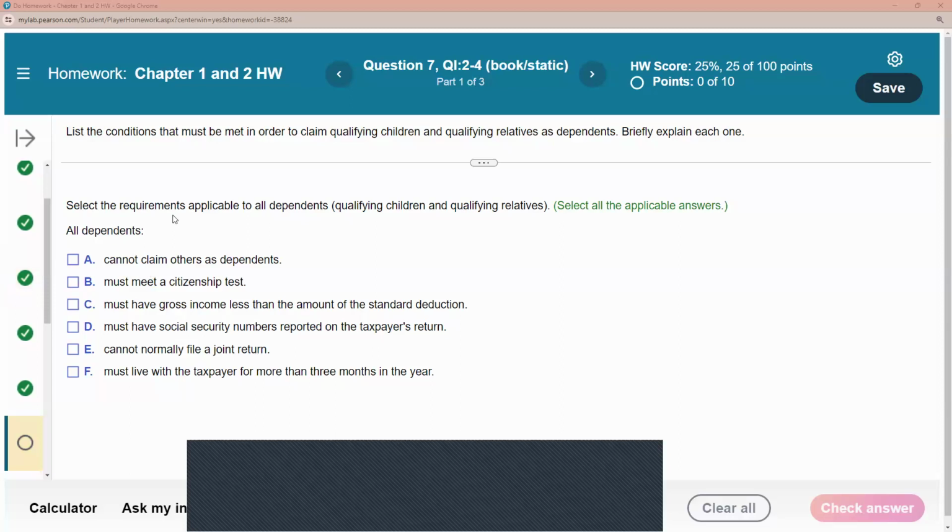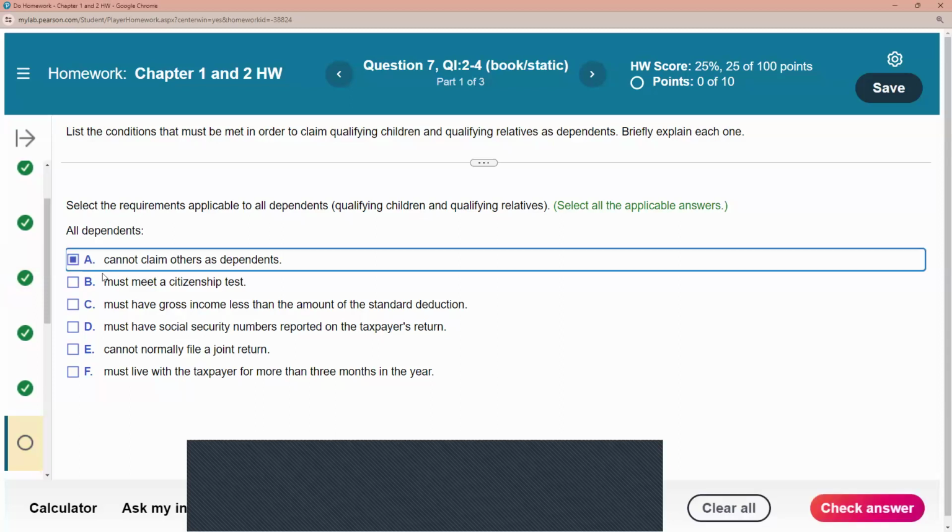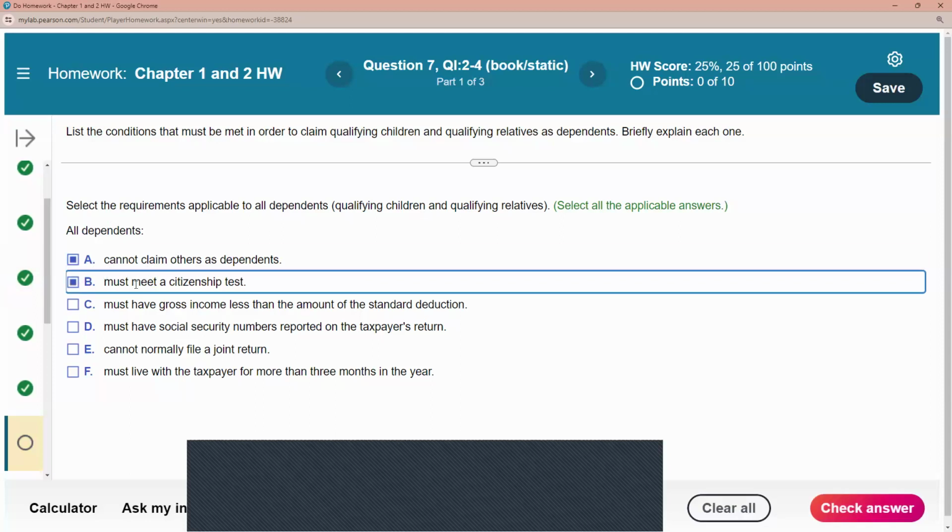So here we have this example. Select the requirements applicable to all dependents, qualifying children, and qualifying relatives. So as just mentioned, all dependents can't claim anyone else as a dependent. They must meet a citizenship test. And they must have gross income less than the amount of the standard deduction? No, that's not the tier 1 requirement. They must have a social security number reported on the taxpayer's return? No, that's not correct. Sometimes they can have an ITIN, an individual taxpayer identification number.